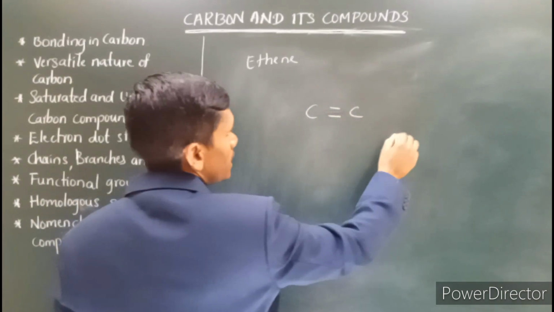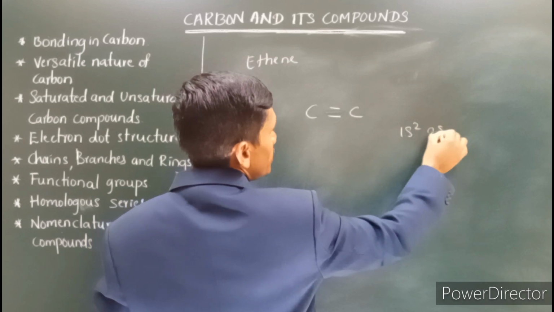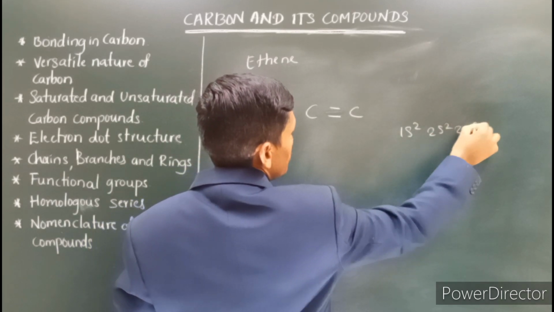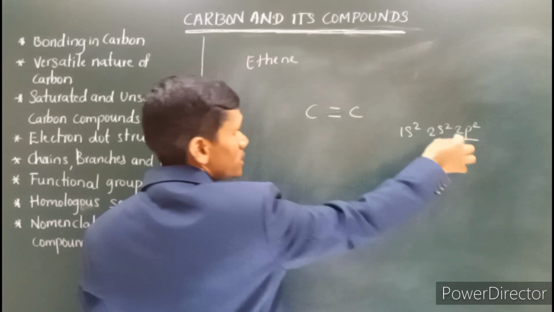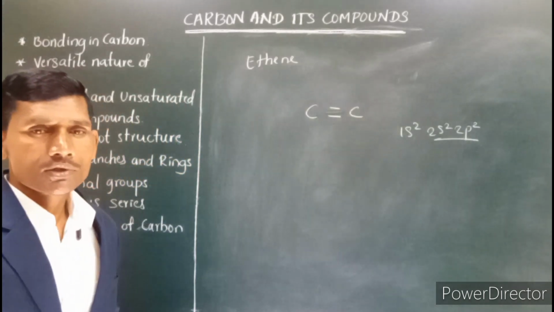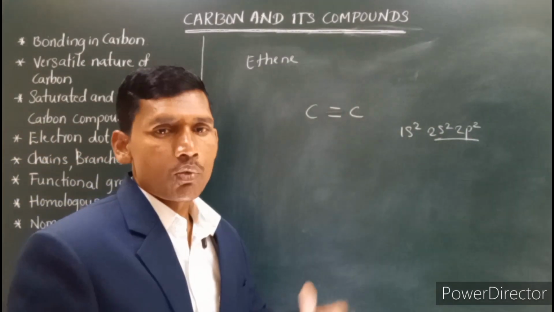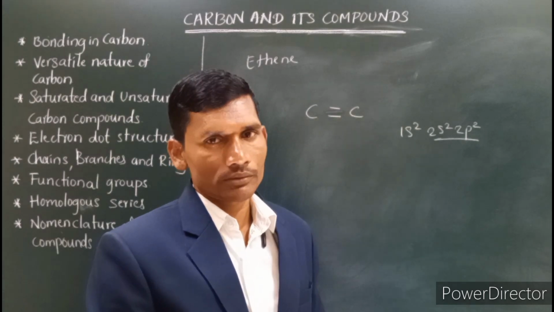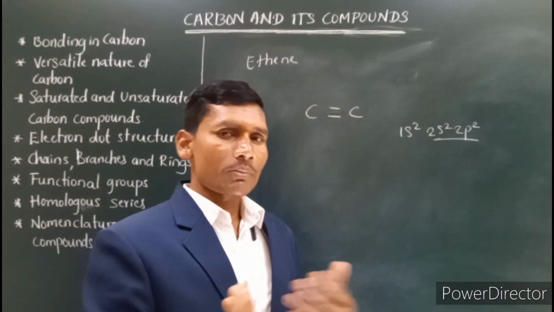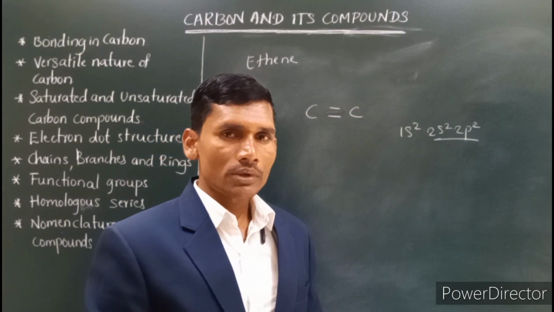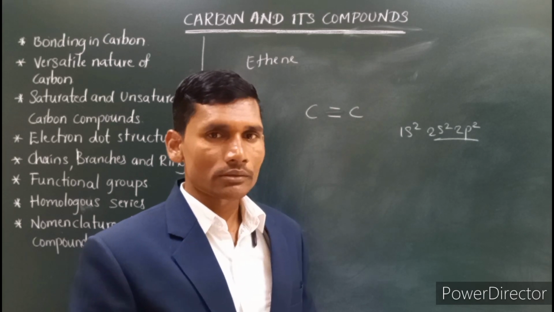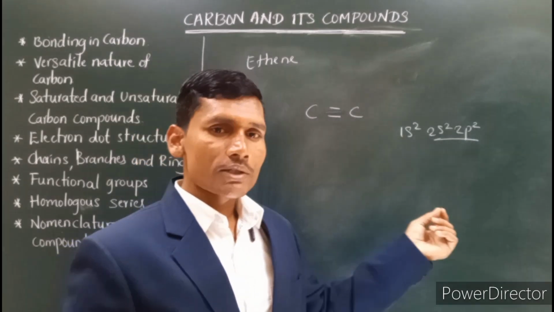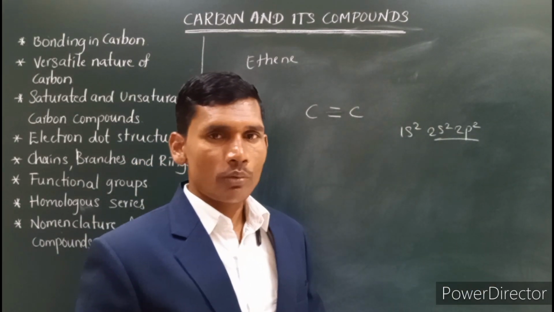How does it come? Carbon's configuration is 1s2, 2s2, 2p2. In the outermost shell there are 4 electrons, so the carbon atom wants to gain 4 more electrons. That is why the valency of carbon is 4, right? But it cannot get them completely, as we already discussed, because it cannot hold them. Instead, it goes for sharing to make a covalent bond, right?